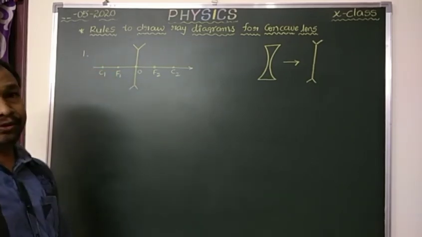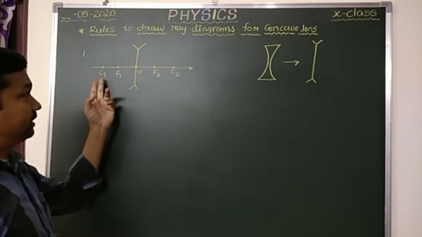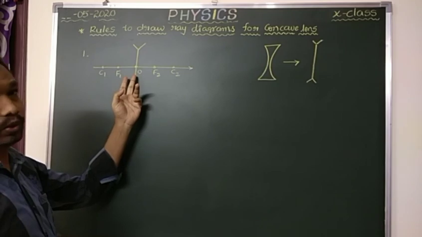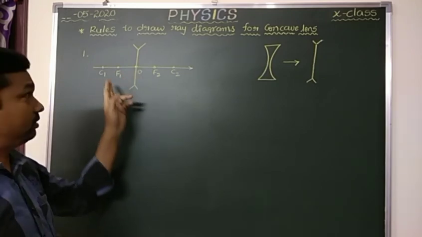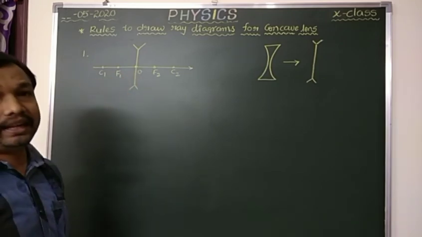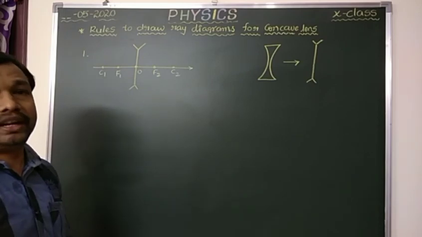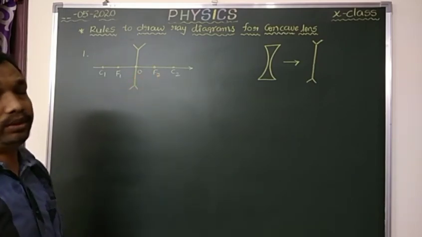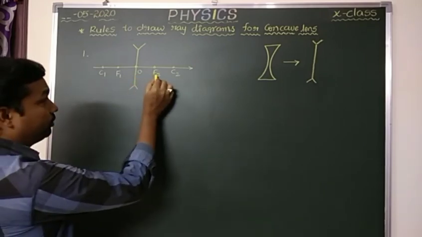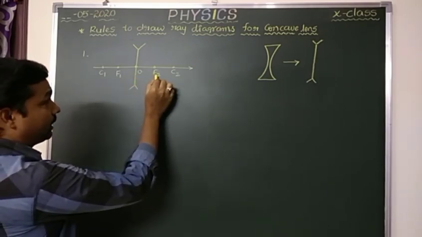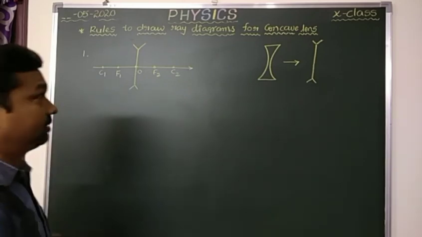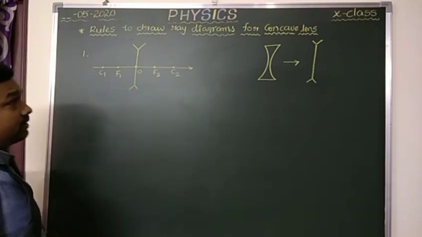You need to take care that the distance between C2 and F1, and F1 and O, remains the same. Why? Because the focus is exactly midway of the radius of curvature, so we need to consider equal distances. O to F2 and F2 to C2 is also the same distance. Now coming to the first rule.